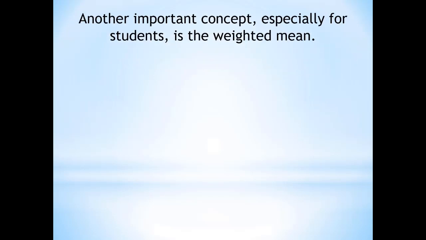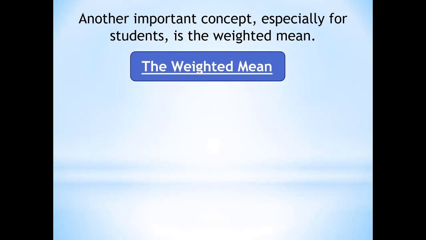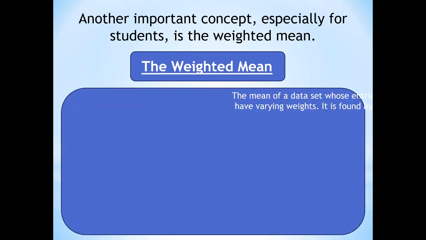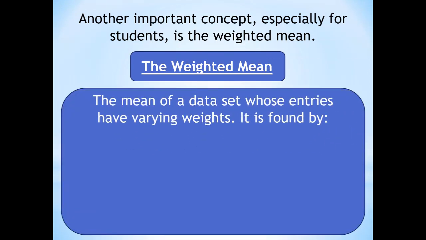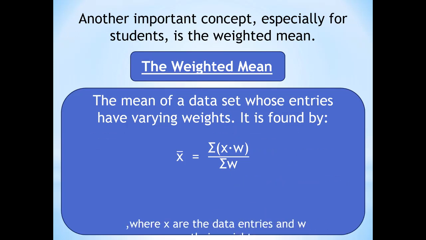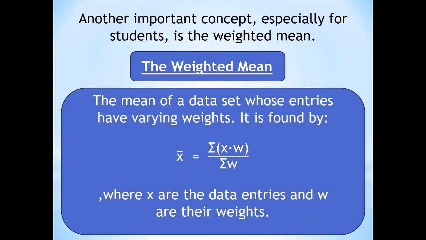What else is in this section? Well, another important concept is the weighted mean. So not just a regular mean, but a weighted mean. What's the difference? Well, in a weighted mean, that's where you're finding the mean of a data set whose entries have varying weights. And it's found by taking x bar and setting it equal to the sum of each data value times its weight divided by the sum of the weights. So x's are your data entries, w's are the weights of those data entries.